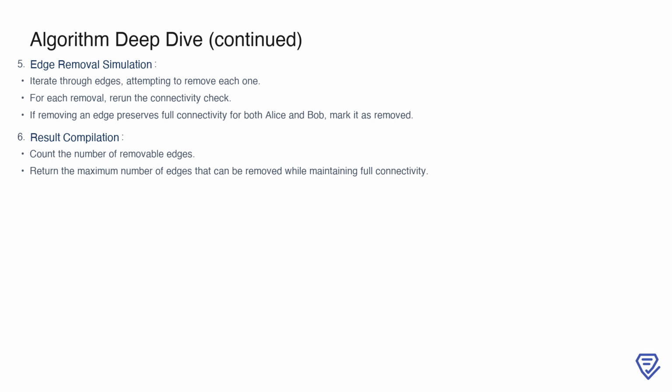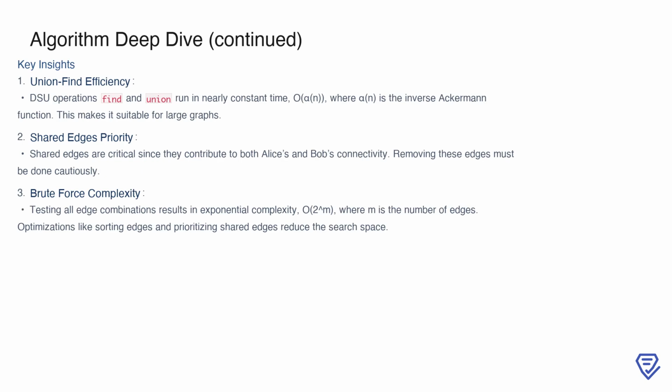Once all edges have been tested, we compile the results by counting the number of edges that can be removed. The final output is the maximum number of removable edges while ensuring that both Alice and Bob can still fully traverse the graph. Now let's discuss some key insights.